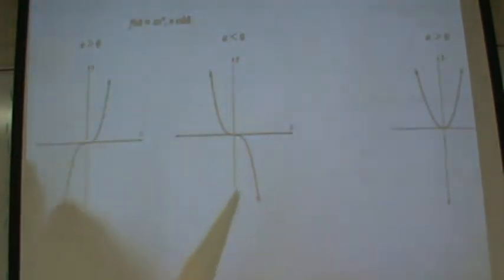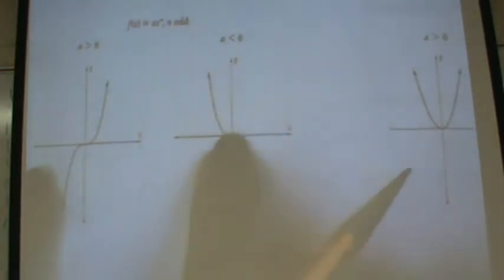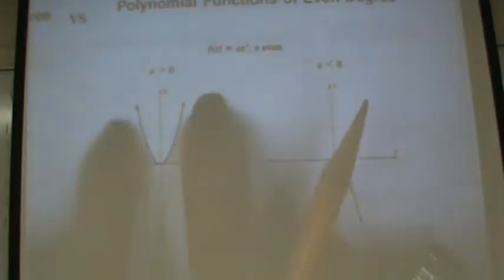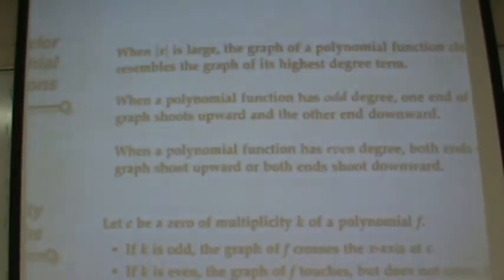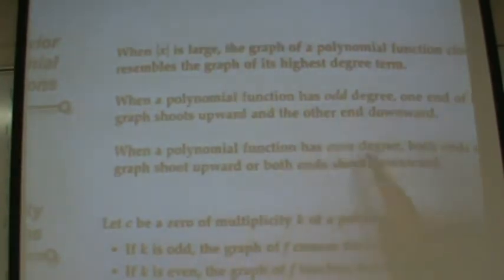Odd versus even. Odd: if a is greater than 0, which means positive, the left side goes down and the right side goes up. If it's less than 0, the left side goes up and the right side goes down. If the degree is even, with positive a, they both go up; negative, they both go down. And that's exactly what this talks about, the end behavior. They both shoot up or shoot down if it's even, or if it's odd, one side goes up and one side goes down.